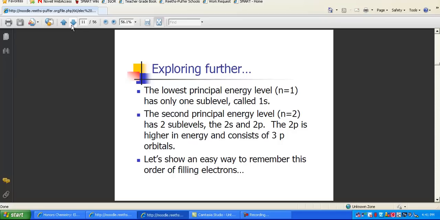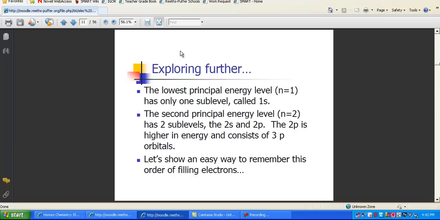You can see the lowest principal energy level is 1, the first ring around the nucleus, and it has only one sublevel. Principal energy level 1 with one sublevel is called the 1s orbital. In principal energy level 2, which with our solar system model would be the second ring, there are two sublevels. They would be denoted as a 2s and a 2p sublevel. The S with its one spatial orientation, and the P which has three spatial orientations. Keep in mind the 2p is of higher energy and consists of three different p orbitals, three spatial orientations.